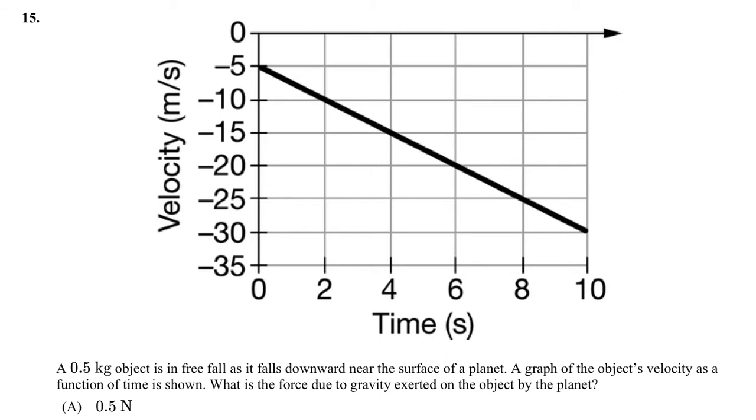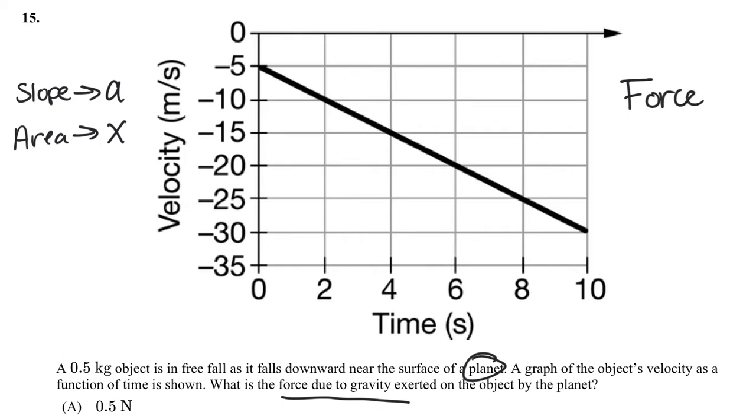Okay, so in question number 15, we're given a velocity time graph. We know that if we take the slope of a velocity time graph, that gives us acceleration. Once again, if we take the area of a velocity time graph, that gives us position. So we are looking at this question: a 0.5 kilogram object is in free fall as it falls downward near the surface of a planet. A graph of the object's velocity as a function of time is shown. What is the force due to gravity exerted on the object by the planet? So we are trying to find force.